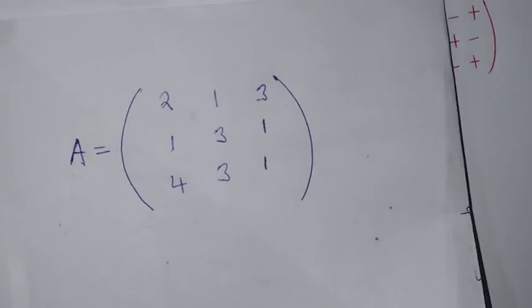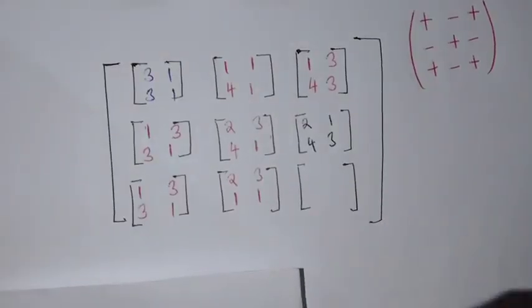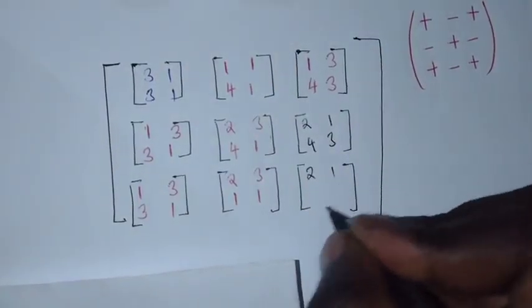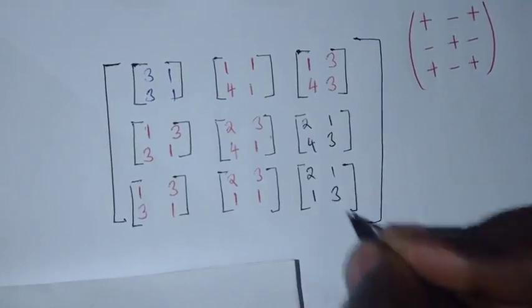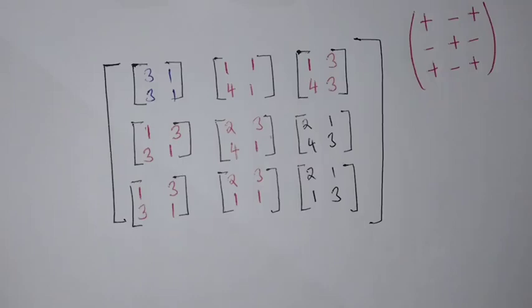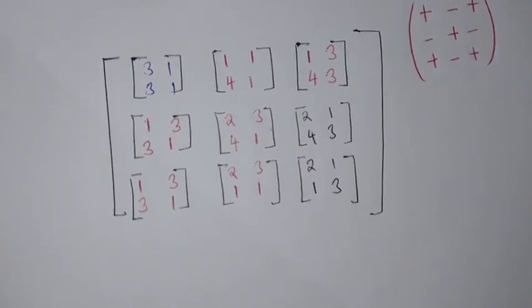So we write there 2, 1, 1, 3. So you write here 2, 1, 1, 3. Then from here we can continue. We are done, so we can continue.